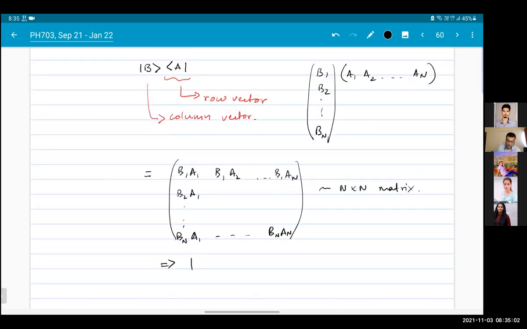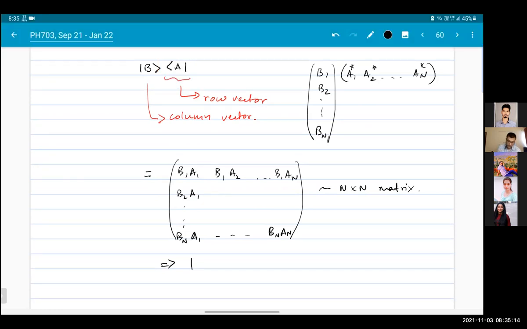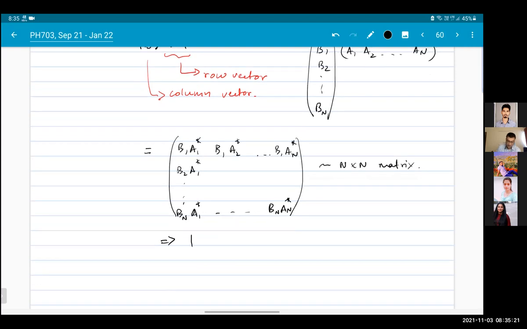Right, so we get an N by N matrix whose elements are B1 A1, B1 A2, and so on. And what is N? N is the dimension of our Hilbert space. And if we are talking about complex numbers, then you have to put a star here, because when you take this adjoint, that's the complex transpose. So you'll put a star on all of these. So if I have something like this, B A, this is an operator which acts on my Hilbert space.